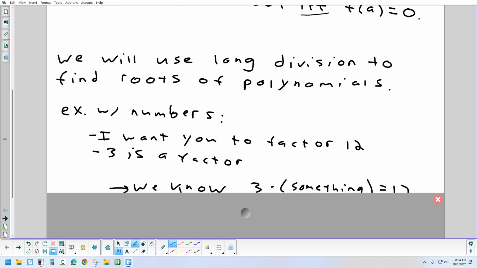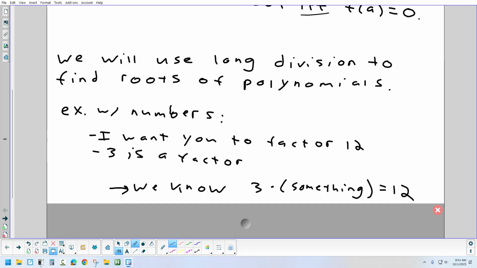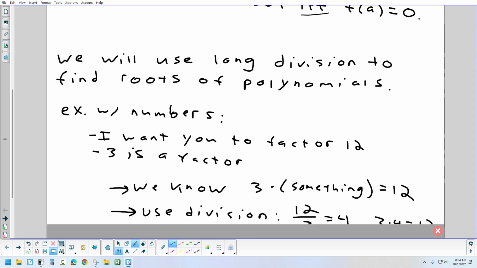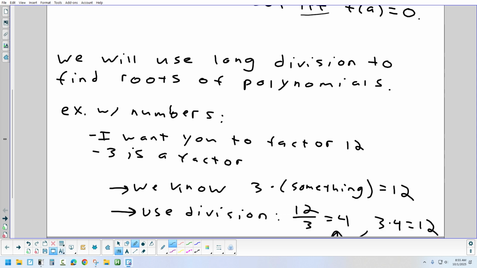If you know that something is a factor, that basically means that 3 times something will give you that number. How do you solve for something? Well, divide 12 by 3, and that gives you 4. So 4 is the other factor. And that's going to work with polynomials as well. If you don't know how to factor something, but I tell you x plus 3 is one of the factors, you can find the other one just like I did here. Divide what you're trying to factor by the known factor, and that'll give you the other one.